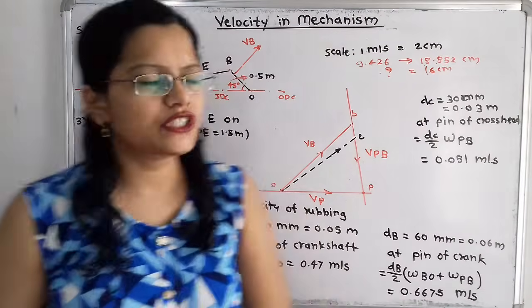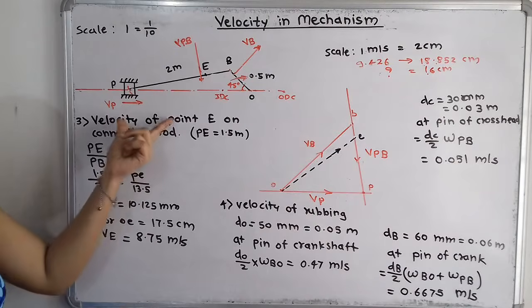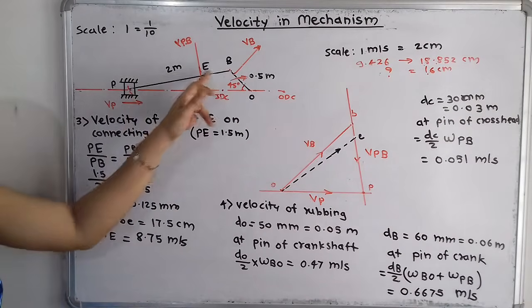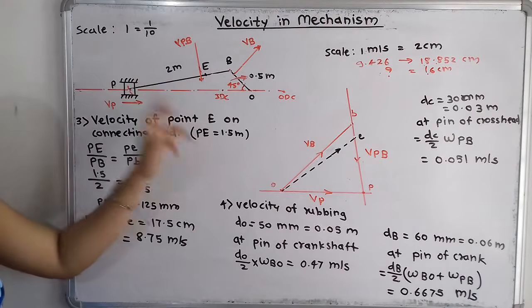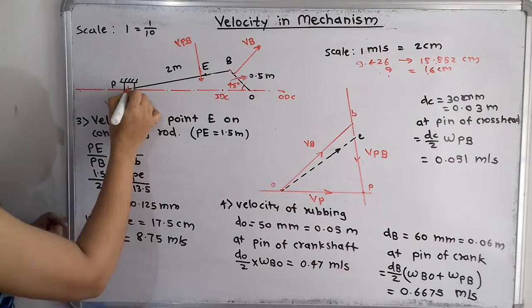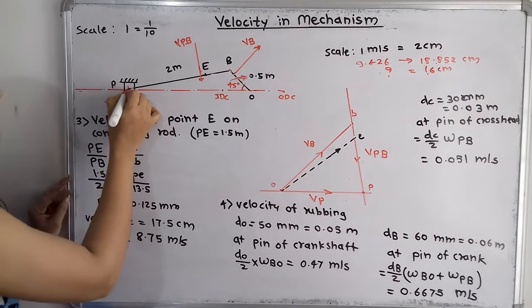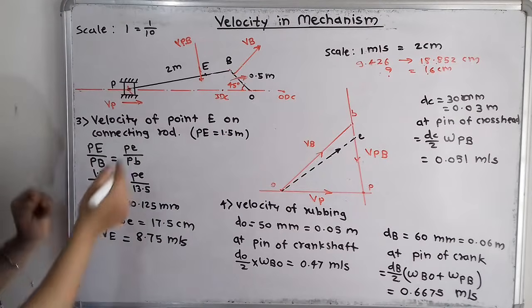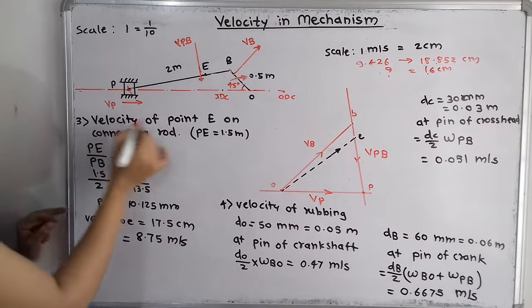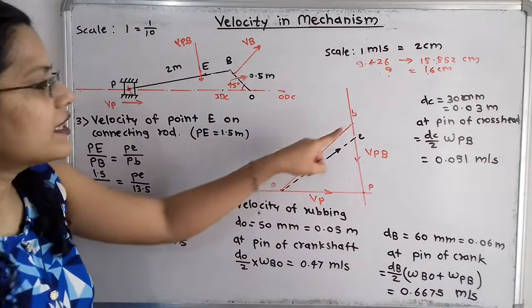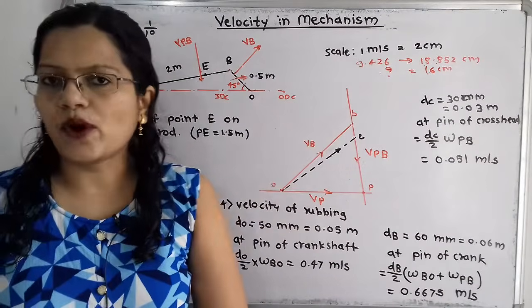Now the next question is that we have to find the velocity of point E on the connecting rod. Its distance from the gudgeon pin is given, that is 1.5 meter. So from this point P, where the gudgeon pin is, the distance from P to E is 1.5 meter. Now how to find the velocity of this point E? For that we have to locate the point E in the velocity diagram.